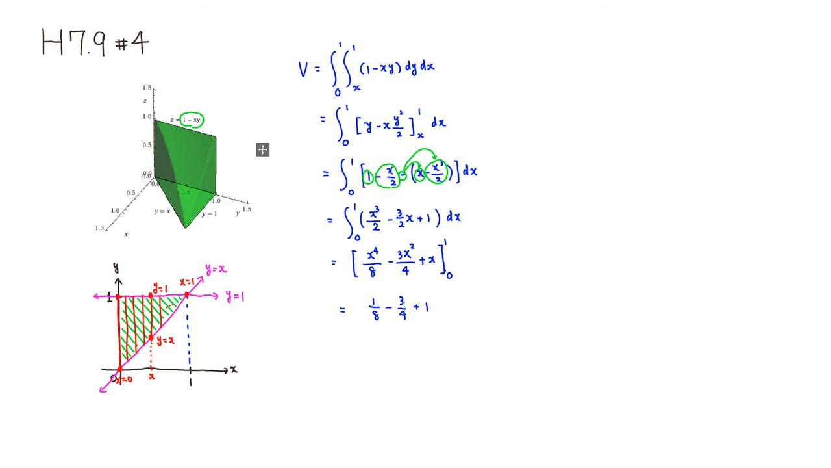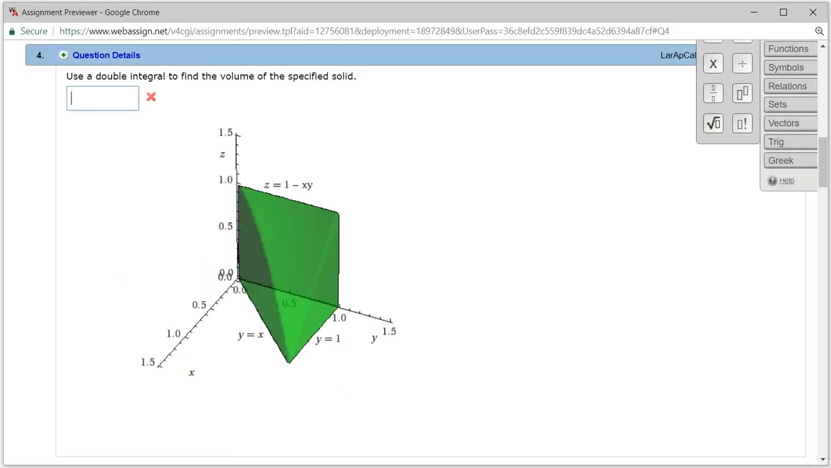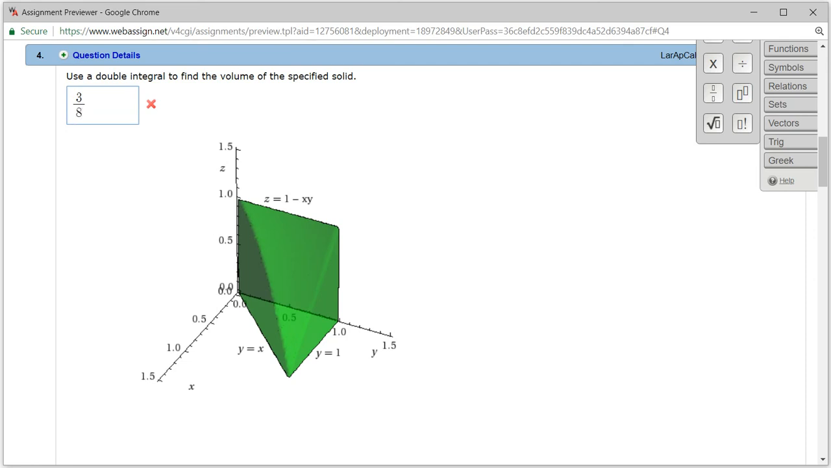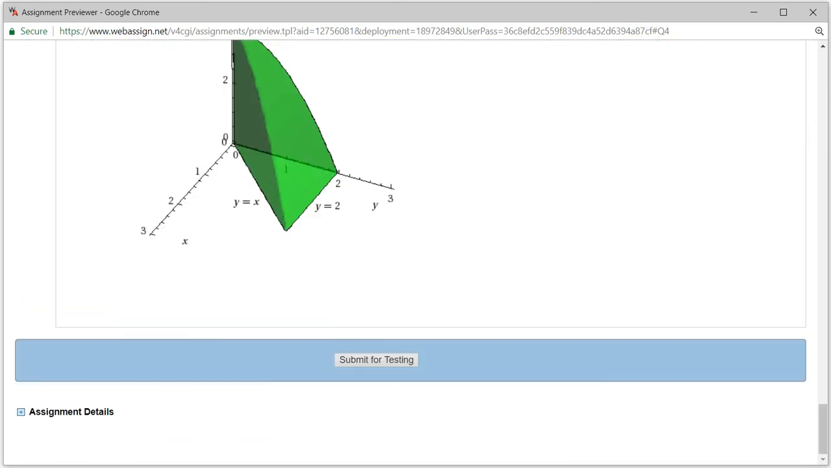So this is going to be equal to, the common denominator would be 8. So 1 minus 6, and 1 is 8 over 8, so plus 8. So we have 8 minus 6, 2, plus 1, so it's going to be 3 eighths. Let's type in 3 over 8. Let's check the answer.